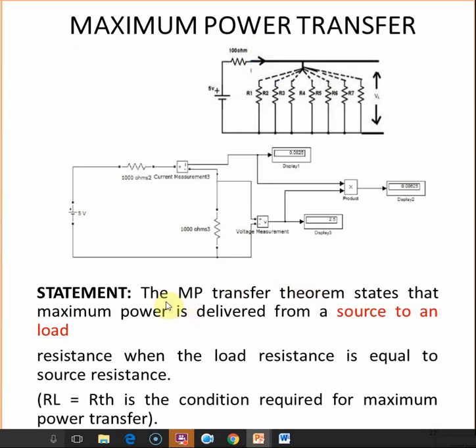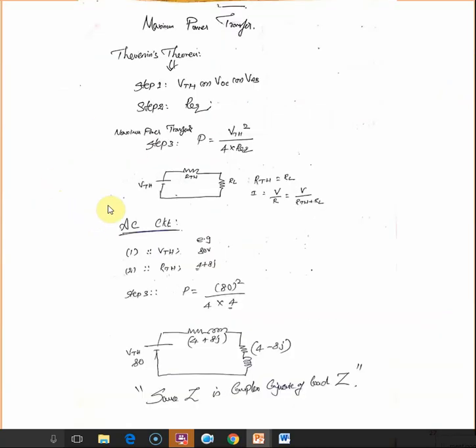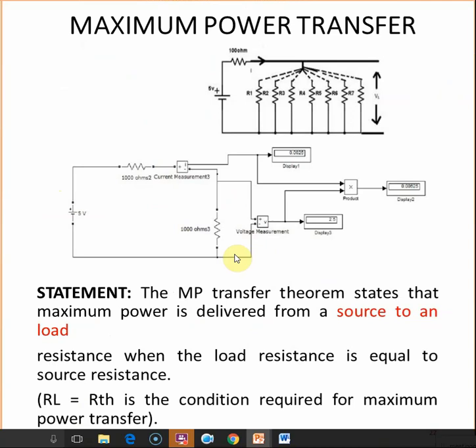Coming to the definition, the maximum power transfer theorem states that maximum power is delivered from source to the load. That's all. If 100 watts is produced in my panel, I want to utilize that 100 watts. How to utilize? My source resistance is 1000 ohm, so I want to set my load resistance also to 1000.